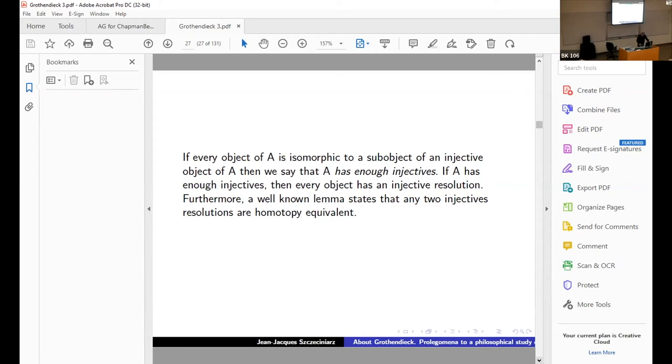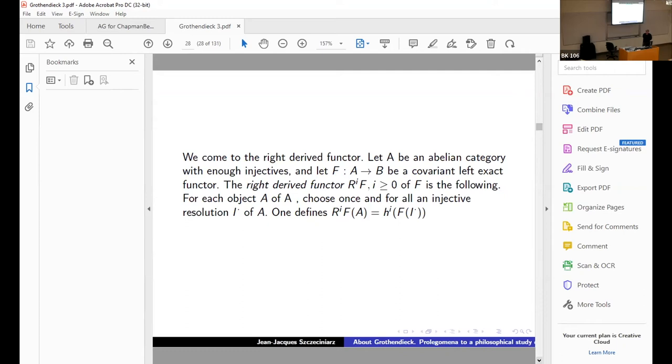We come to the right derived functor. Let A be an abelian category with enough injectives. Let F from A to B be a covariant left exact functor. The right derived functor R^i F is the following. For each object A of A, choose once and for all an injective resolution E dot of A, and define R^i F of A as H^i of F applied to E dot.